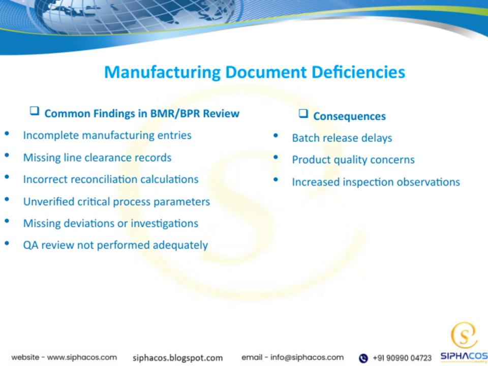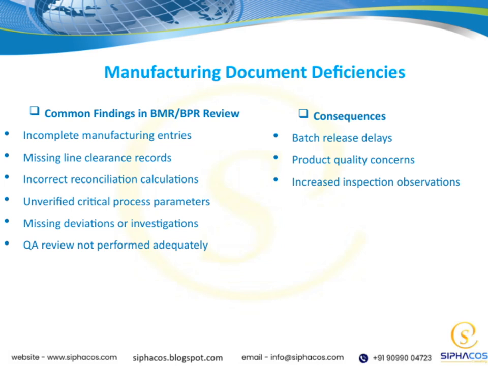Now, looking at the typical problems found when reviewing batch manufacturing records or batch production records, we often see incomplete manufacturing entries. This could be missing steps or unclear documentation, which hampers traceability. Missing line clearance records are another common issue. They're essential to ensure no cross-contamination or mix-up occurs between batches. Incorrect reconciliation calculations can lead to improper accounting of materials and processes, affecting batch consistency.